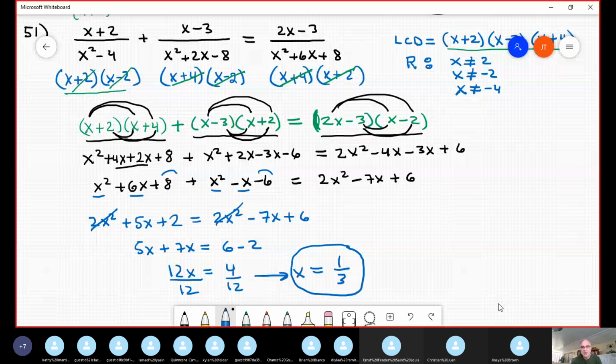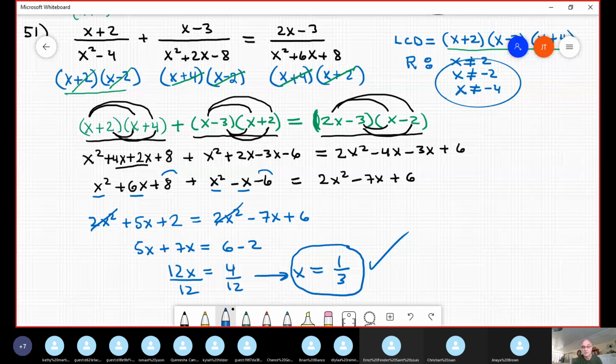Look at the restriction. The bad guys are 2, -2, and -4. They are no coincidence. Therefore, that means the solution is correct. x equals 1/3. Okay, big option B. Do you remember very well or no? Now you remember.